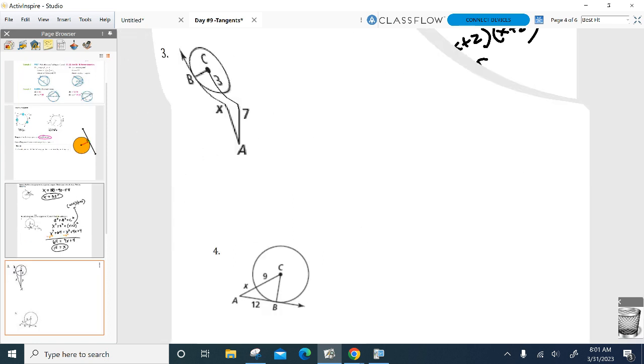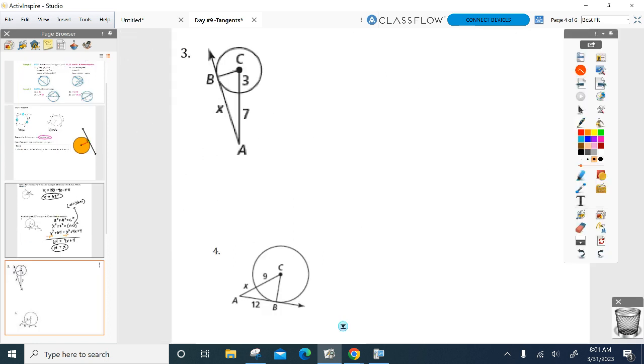Keep checking back. All right, number 3, finding x again. Everyone see where the right angle is going to be? Got to know my facts. Radius drawn to point of tangency, point B. Everyone's got it. Watch what happens here. I do have a right triangle. All right, so maybe I can use a squared plus b squared equals c squared.